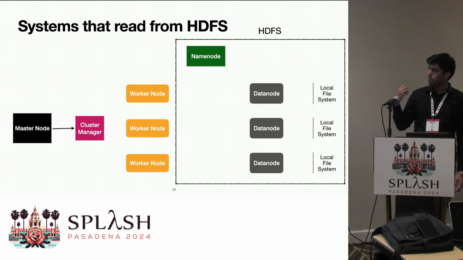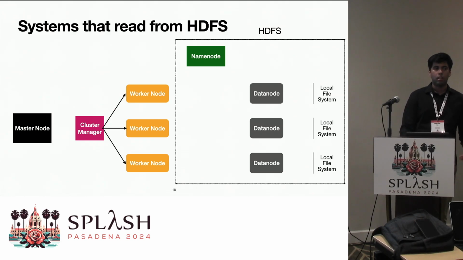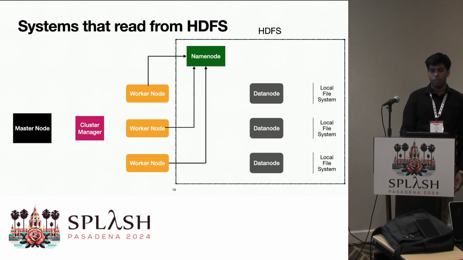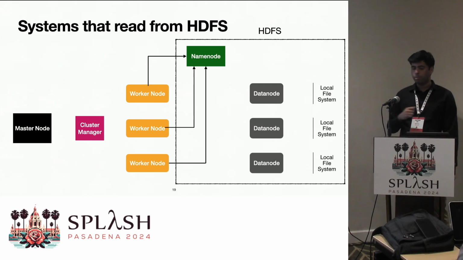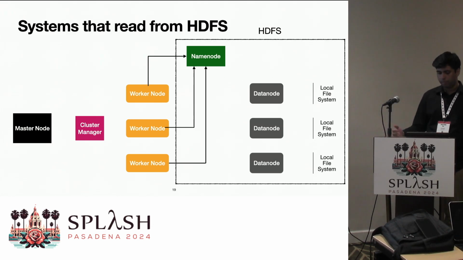For distributed systems built on top of an HDFS cluster, for example Spark, the workflow looks something like this. The master node asks the cluster manager to operate over a file stored in this distributed file system. The cluster manager then sends this instruction to all the available worker nodes. Each of the worker nodes then query the name node for the most up-to-date file topology of the distributed file system for the file to be operated over.